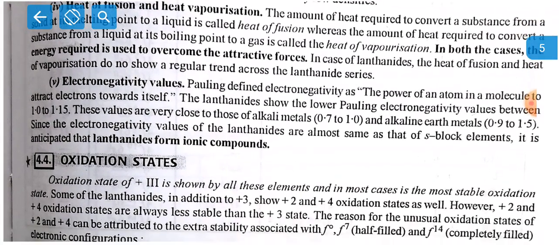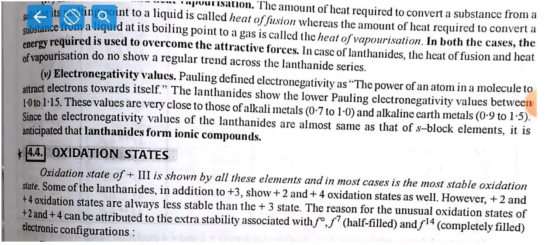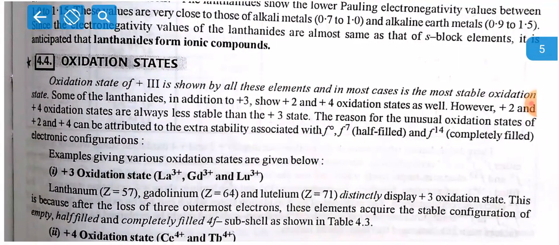Electronegativity value. Pauling defined electronegativity as the power of an atom in a molecule to attract electrons toward itself. The lanthanoids show low Pauling electronegativity values between 1.0 to 1.15. These values are very close to those of alkali metals, 0.7 to 1.0, and alkaline earth metals, 0.9 to 1.5. Since the electronegativity values of the lanthanoids are almost the same as that of s block elements, it is anticipated that lanthanoids form ionic compounds. Oxidation state.